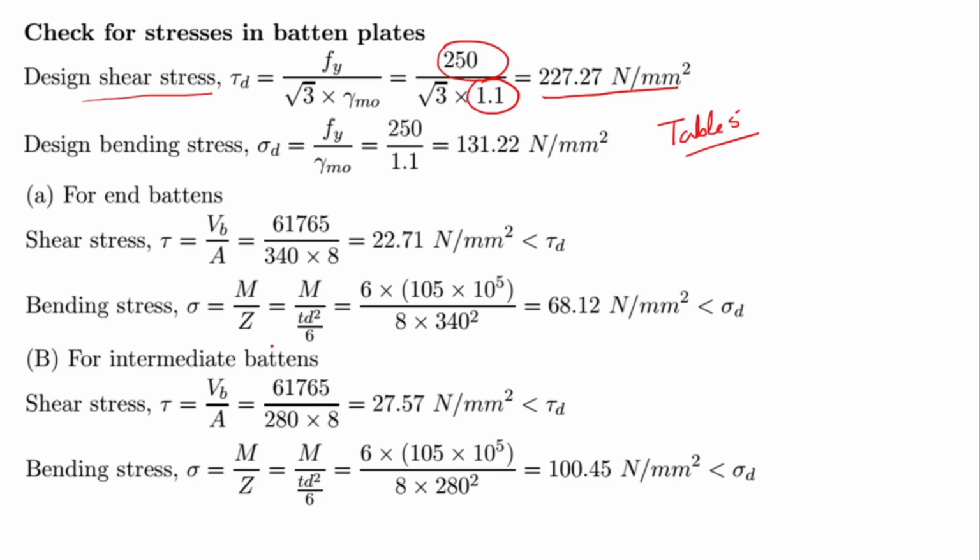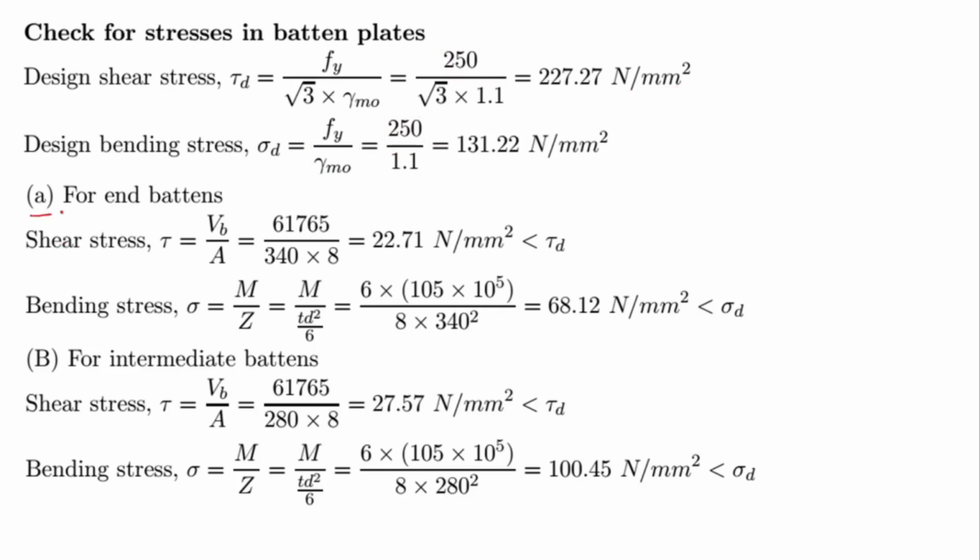Then design bending stress sigma d, it is equal to Fy by gamma m naught. Fy is the yield stress 250 Newton per mm square, gamma m naught is 1.1 and design bending stress is calculated as 131.22 Newton per mm square.